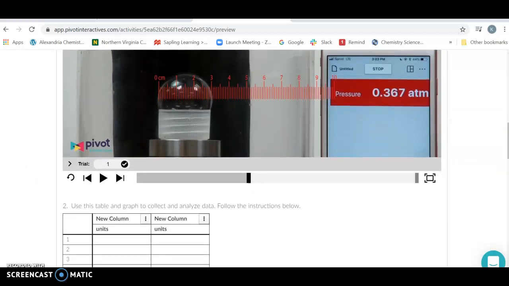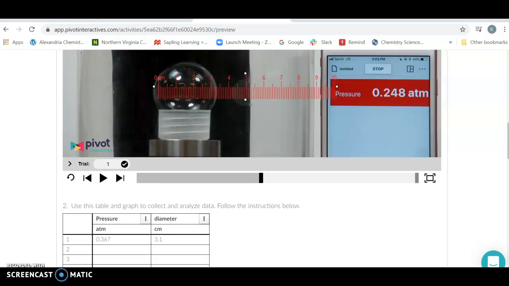Now your data here, you're going to put into your column. Our first variable on our x-axis is going to be our pressure. Our units are going to be atm. On the y-axis, we're going to figure out what we're going to graph. Well, first of all, we know it's not the diameter, but let's start with that and see where we need to go. If I have the diameter here with units of centimeters, I'm going to be able to record my data. So let's say I have 0.367 and I have a 3.1 centimeter diameter.